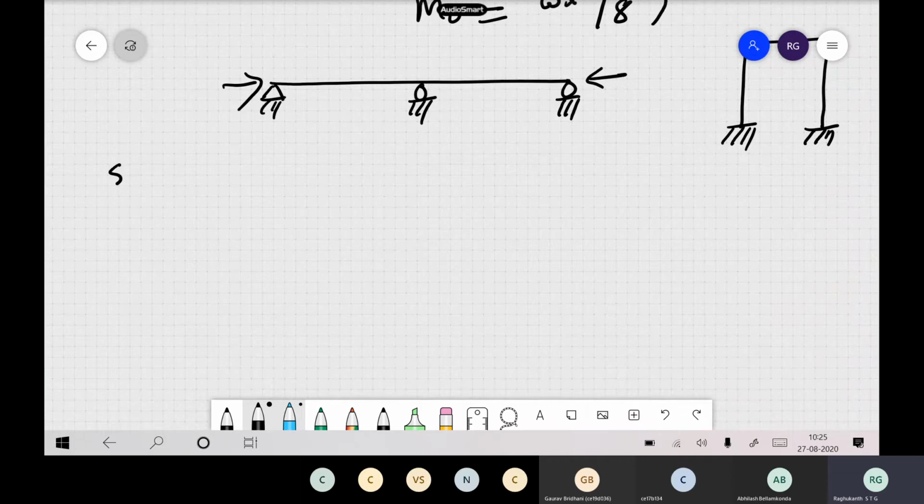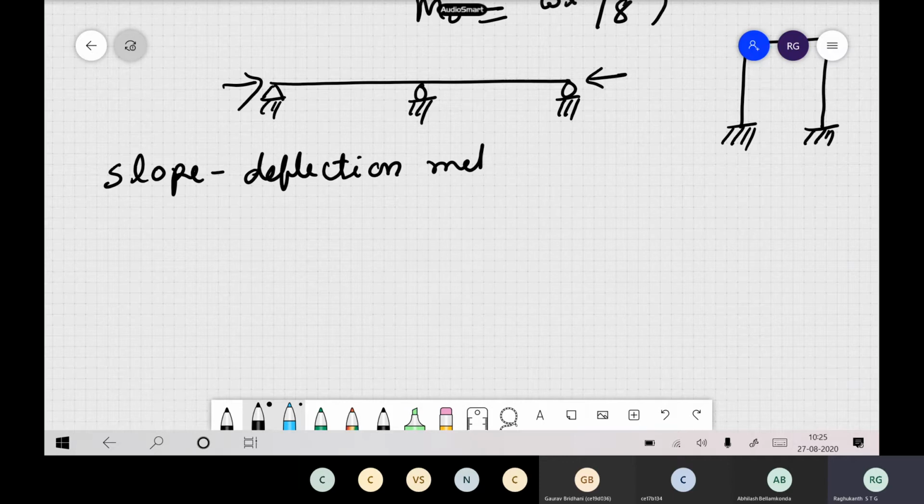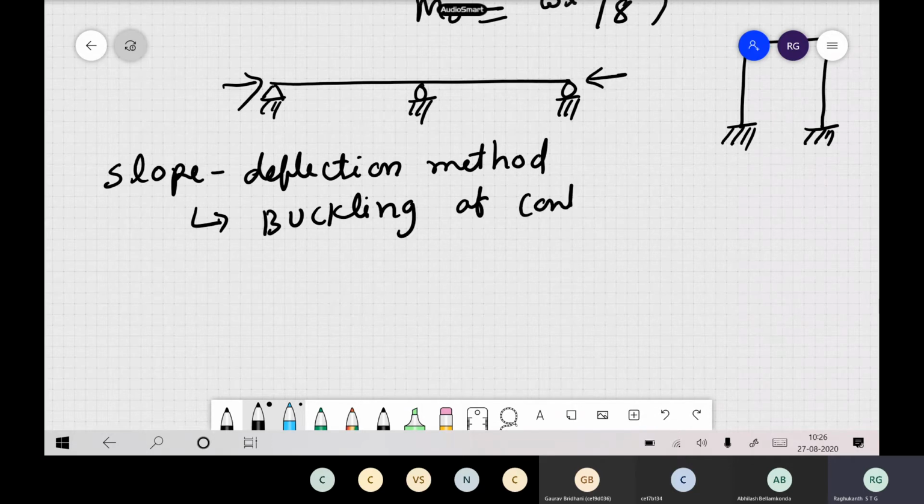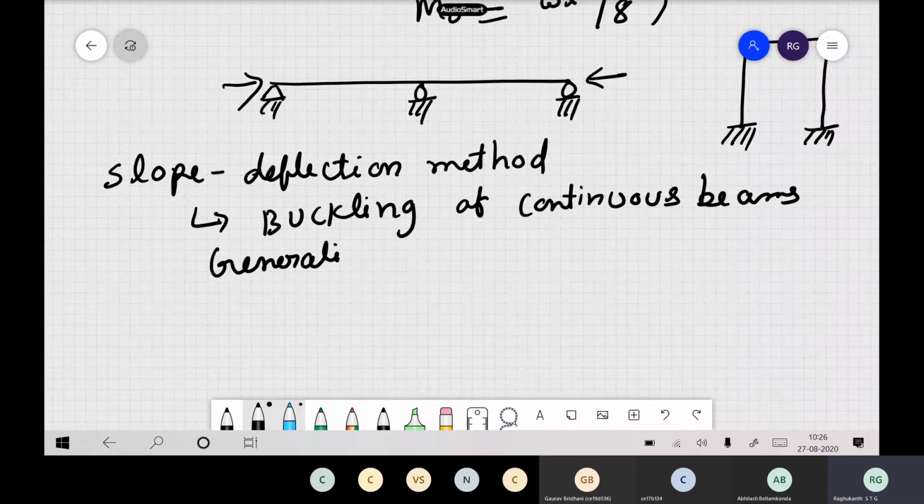So now here, for buckling, we use the famous slope deflection equations. Okay, so we use this slope deflection method for buckling also. It is a more generalized kind of thing. For buckling of beams, continuous beams, or even frames, you can use it. The slope deflection is a more generalized method.